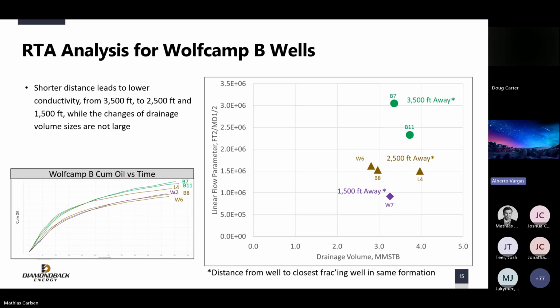Our final bench is Wolfcamp B. So on the Wolfcamp B side, if you look at the drainage volume, this vertical side, drainage volume variation is narrow. Conductivity has a wide spread, indicating that the performance here is more sensitive to the stimulation effectiveness than just the drainage volume alone. Of course, actual production reflects both drainage volume and conductivity.